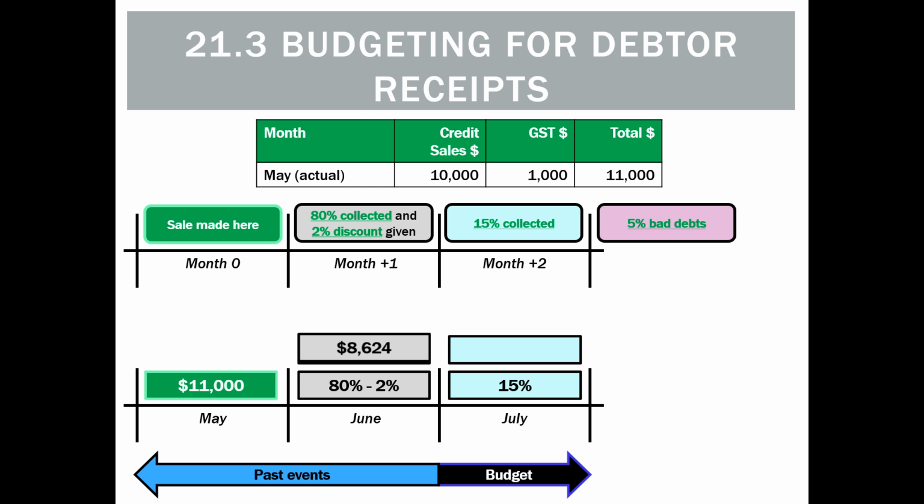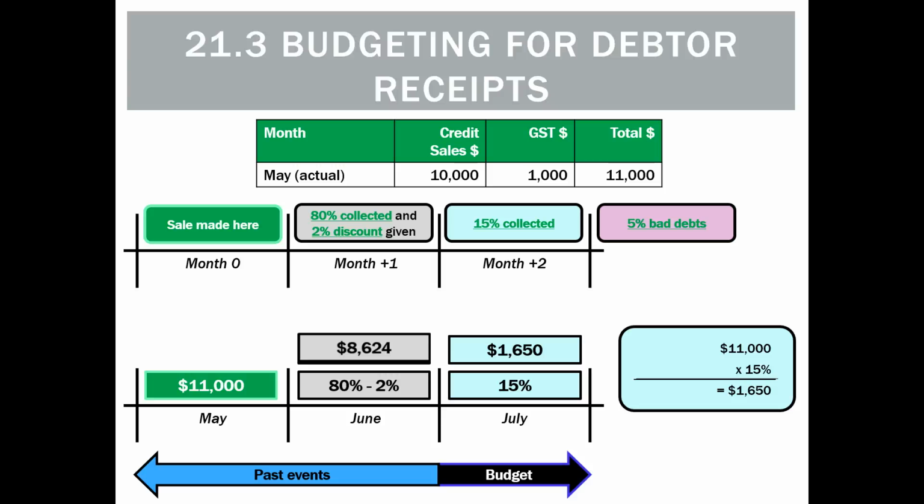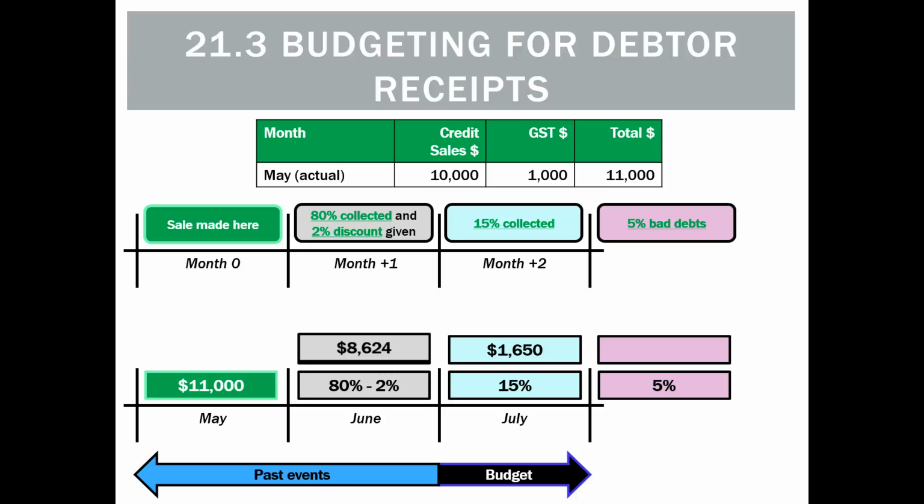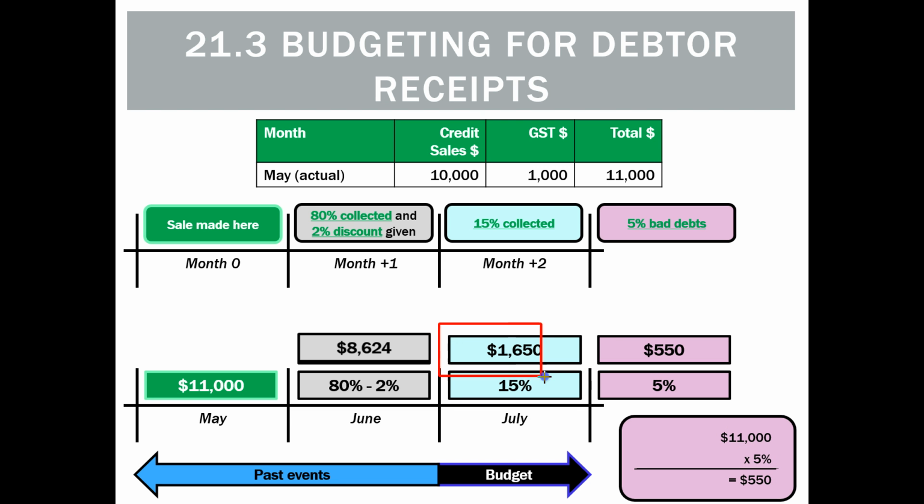Now in the second month, we're going to get 15%, so that's quite simple. We're going to get 15% of the total owing, which is 11,000, which will be 1,650. And that'll leave 5% of bad debts, which is 5% of 11,000, or 550. So in this instance, as we're doing the budget, we can figure out how much cash we'll actually get from May's sales in July. We get 1,650, but we might need to apply that to many months just to figure out the budget for 1 month.